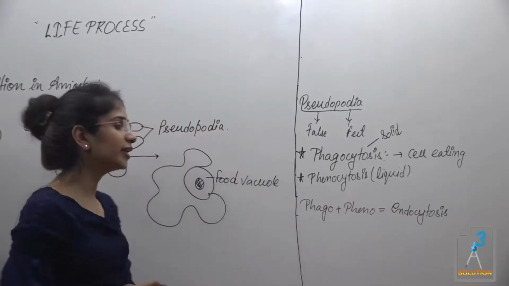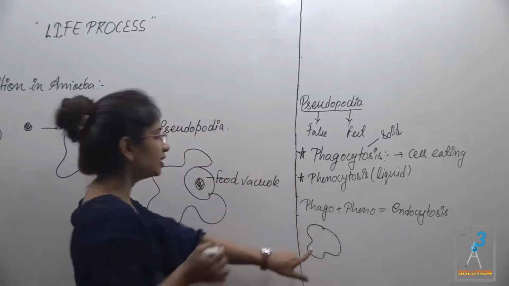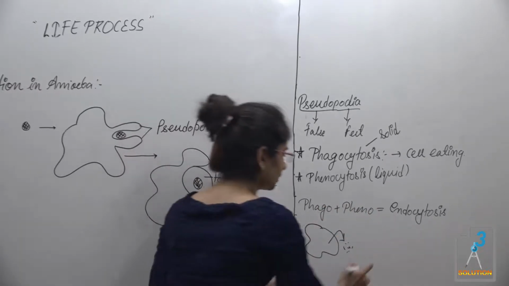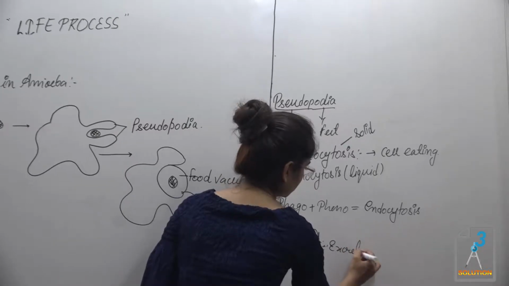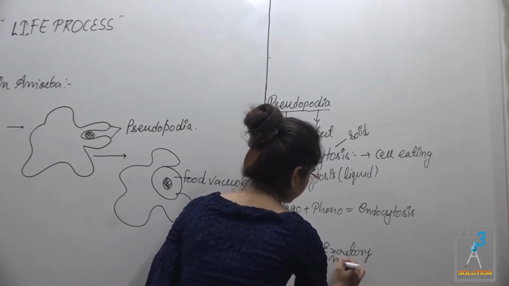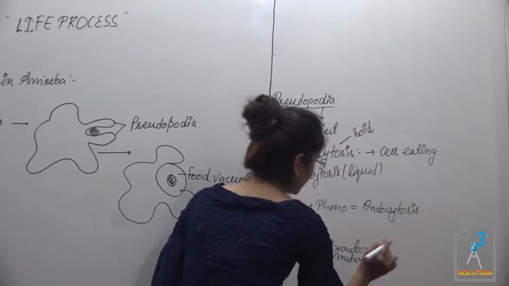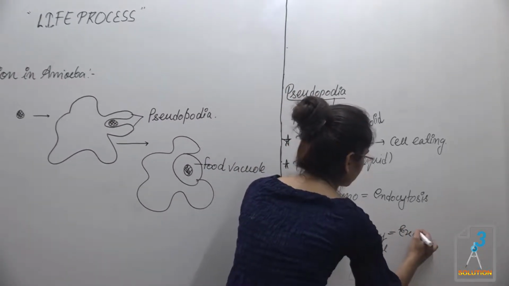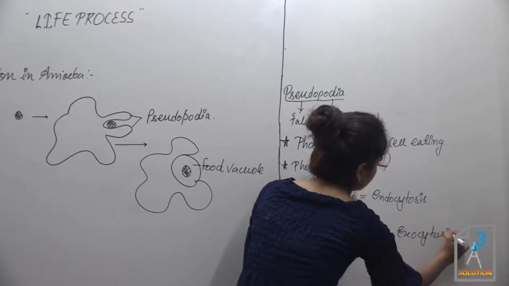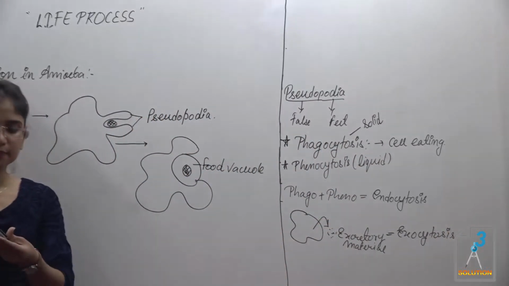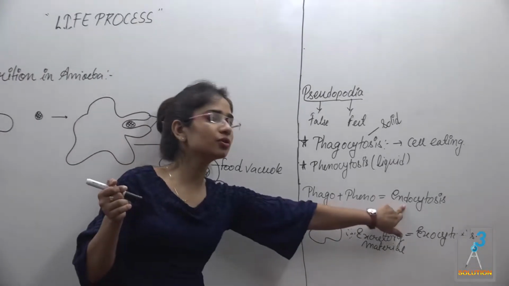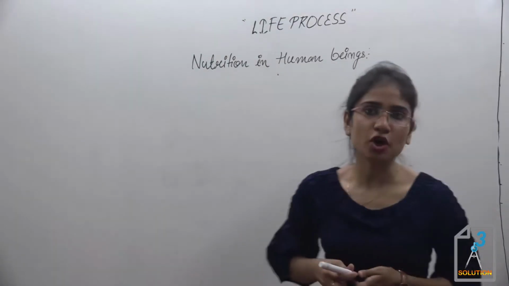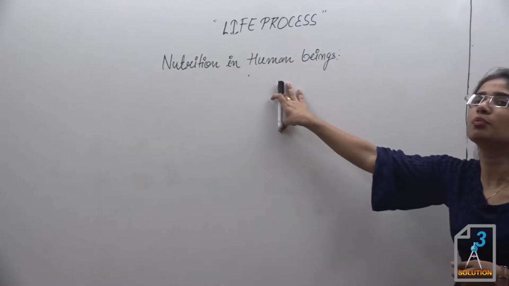On the other hand, if we are talking about something being put outside of the cell, this is the cell of the amoeba, and the amoeba is releasing something, which is excretory material, obviously. This process will be called exocytosis. Yes, taking in of food is endocytosis, and taking out is exocytosis. So kids, the next topic we have to study is nutrition in human beings.